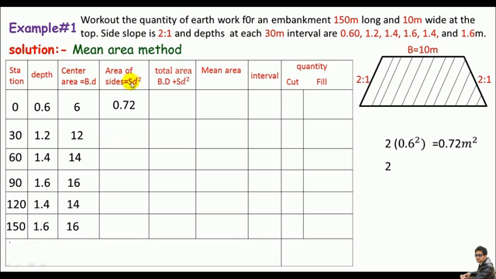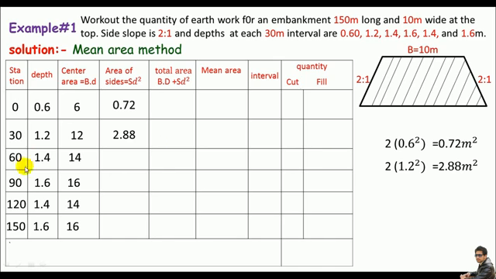The formula will be the same, S times D squared. So S is just 2, which is 2:1 times D squared. The depth over here is just 1.2, so 1.2 squared, we can get, of course, 2.88 square meter. I'll plug this value over here in the third row.